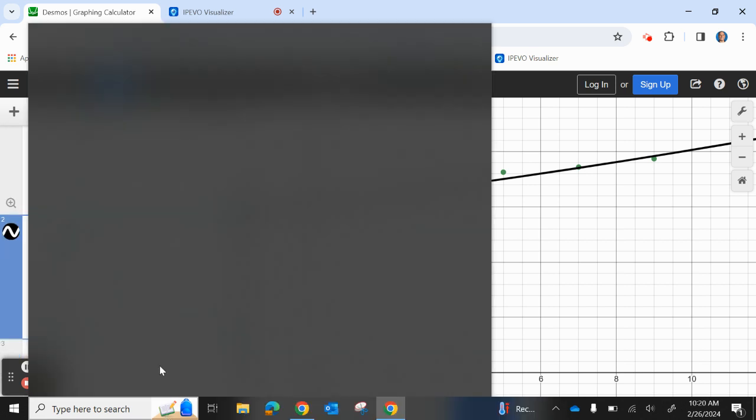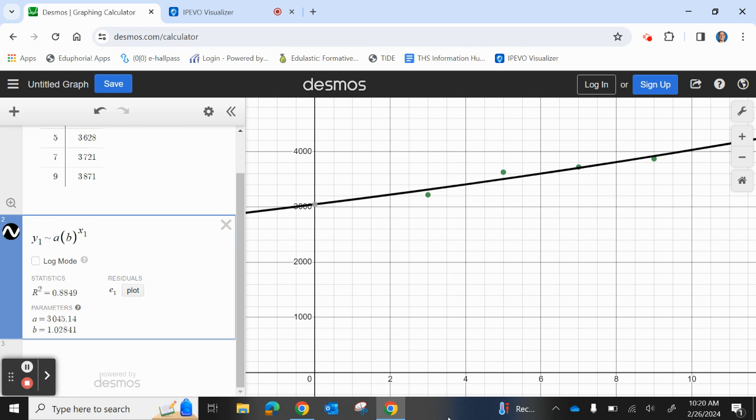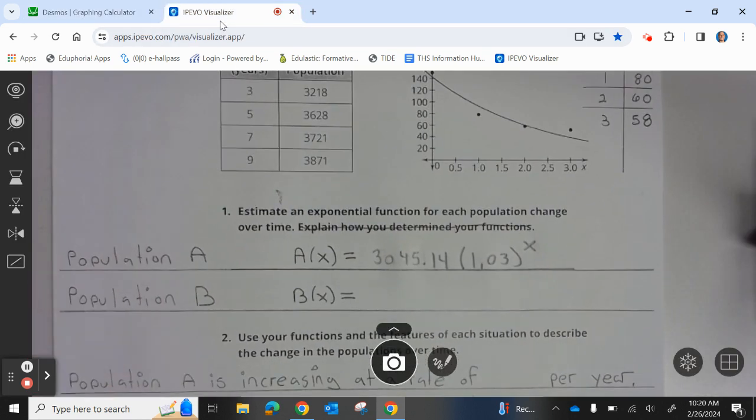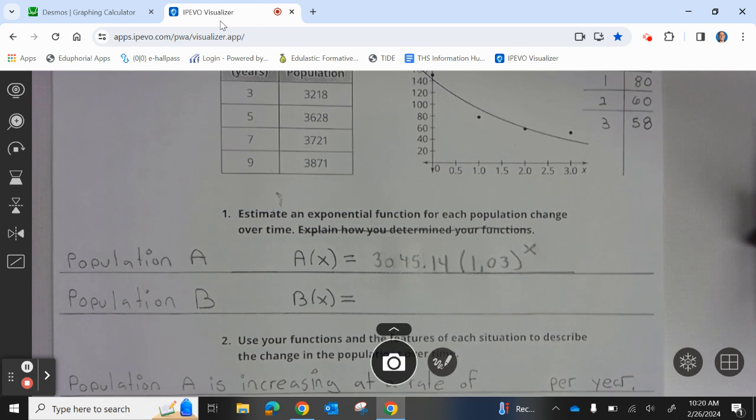Let's round it to 2 decimal places. So then that's, all right, so there's our first equation. All right, now let's take a look at population B.